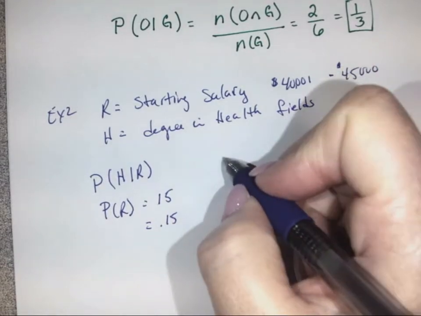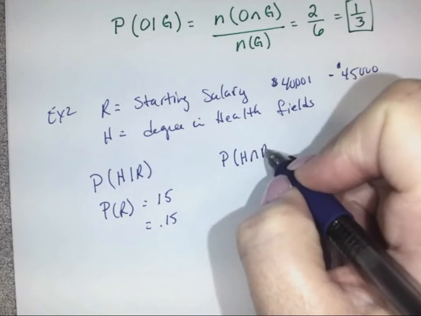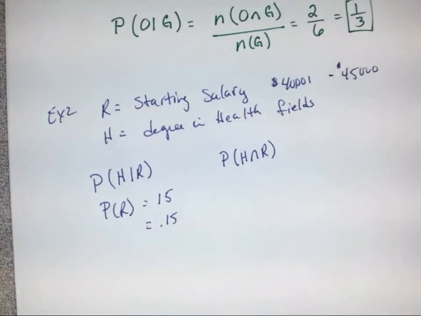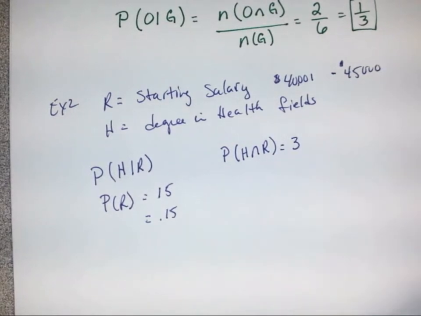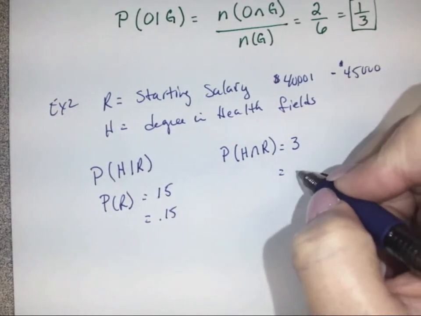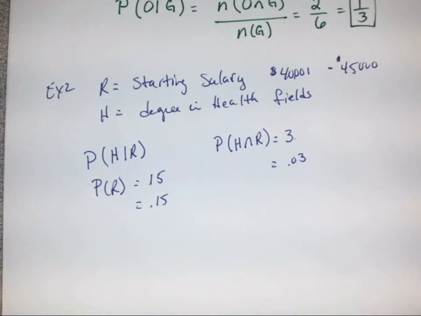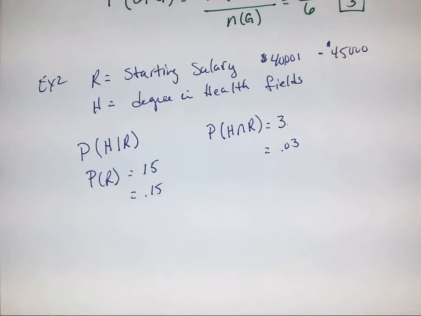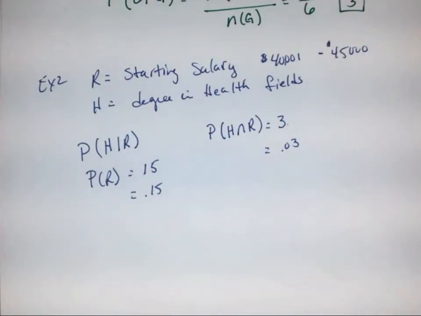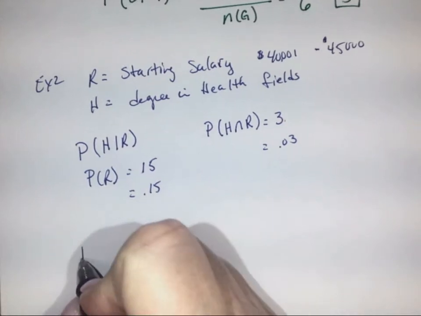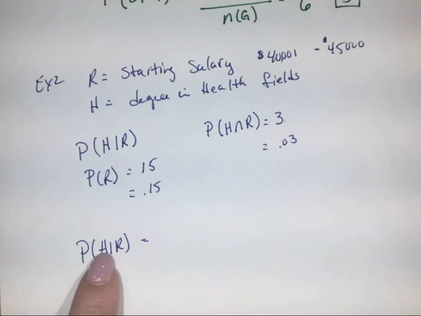The other part we need to know is the probability of health fields intersected with that particular salary pay. If we looked at that, we figured out that it was 3, and again, these were given in percentages, so it'll be 0.03 when we move our decimal place over 2 places to the left. Just recall, those were in percentages, and it said that in the corner right there.